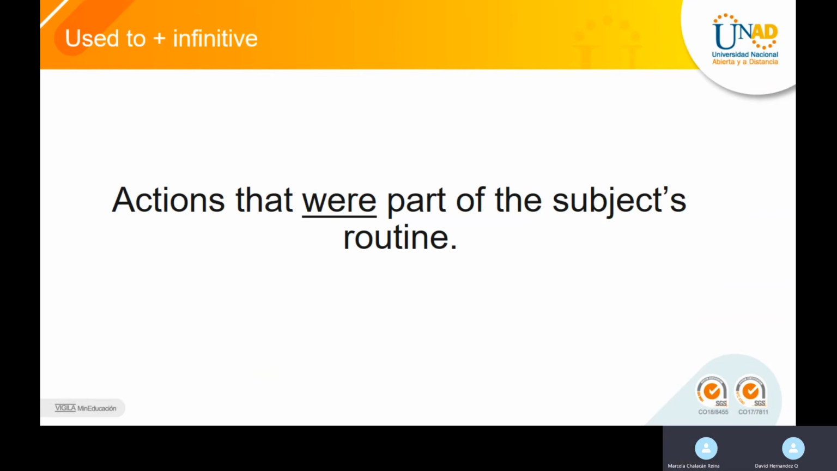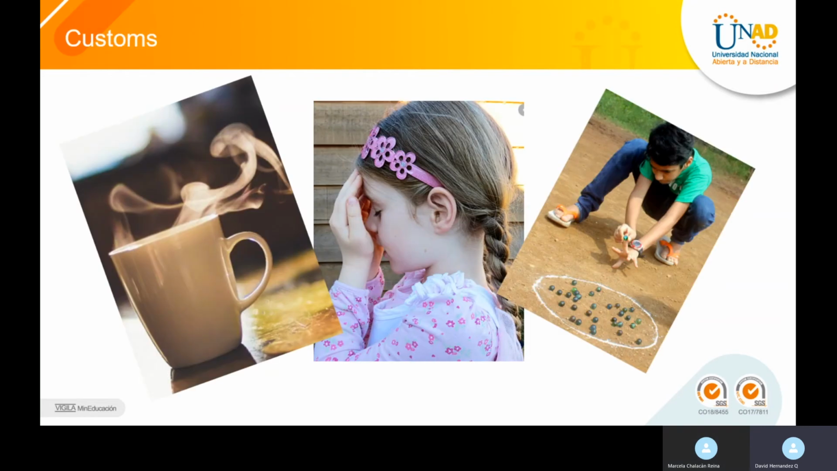I underlined used because this word is the one that expresses that it's a past action. So the subject of the sentence used to do this thing. So it was part of his past routine. He doesn't do it anymore. For example, in the images that I show you here, when I was little, I used to play marbles with my friends, but now I don't do it anymore.